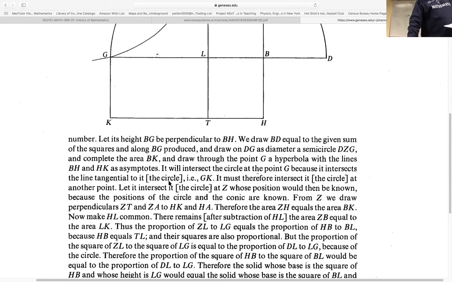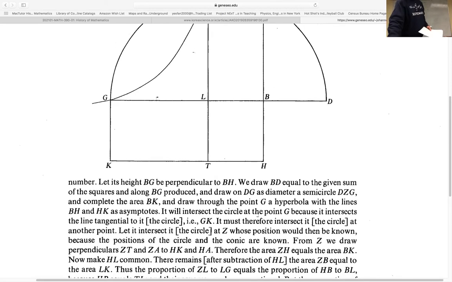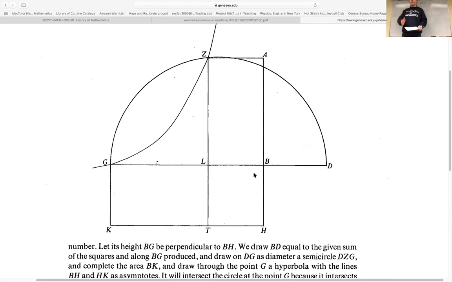Let the hyperbola intersect the circle at point Z, whose position would then be known. So point Z is defined to be the point where the hyperbola intersects the circle. And then from that, we can find BL, because BL is the same as ZA, but it's more central to the action. We find BL, and I'll tell you the punchline, because we have some work to get there. BL is going to be our X.